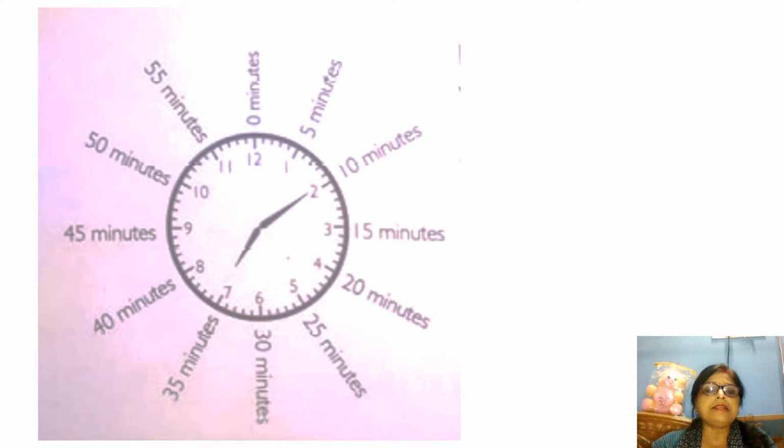Students, as I discussed, the longer hand of the clock tells us about the minutes. If the longer hand moves from 12 to 1, there is a gap divided into 5 equal parts, that is 1 minute, 2 minutes, 3 minutes, 4 minutes, 5 minutes. So from 12 to 1 it takes 5 minutes.